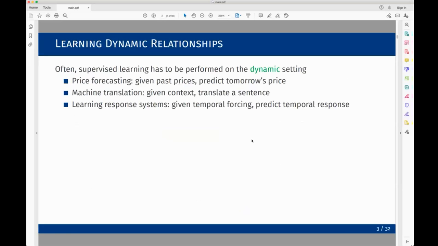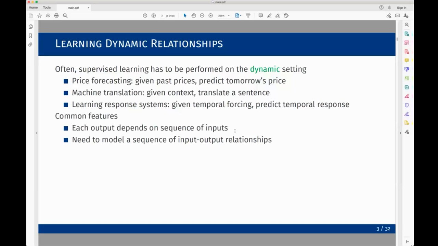This is very common in a lot of applications, like price forecasting. Given the past prices, we want to predict tomorrow's prices. Or in machine translation tasks, given the context, a sequence of words, we want to translate into another language. Or again, using dynamical systems as an example, if we consider a forced dynamic system, we want to learn the temporal response given a temporal forcing input. So in all these kinds of applications, essentially we want to learn a sequence to sequence mapping.